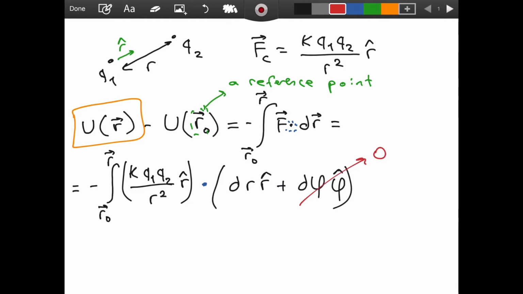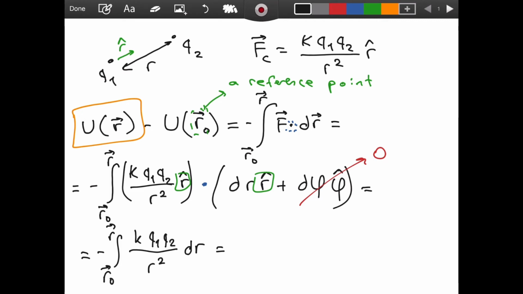This cancels, and r hat dotted with r hat gives you 1 because their magnitude is 1. As a result, we get a scalar under the integral, and this is what we want because a dot product is meant to give a scalar. We multiply two vectors in a dot product to get a scalar. So we are doing fine. And what do we have then? We have the negative integral from r naught to r of k Q1 Q2 divided by r squared, and then we have dr.